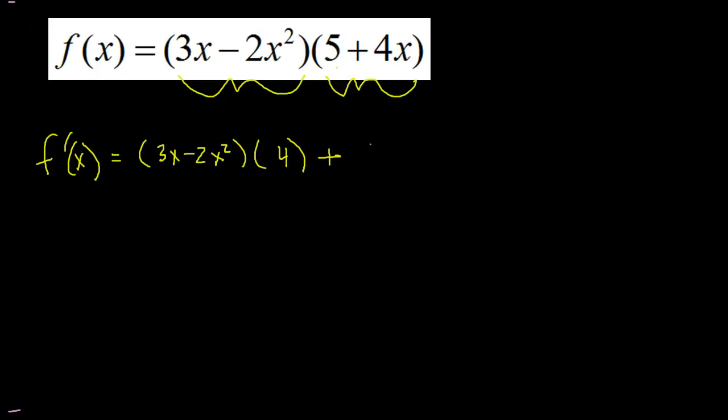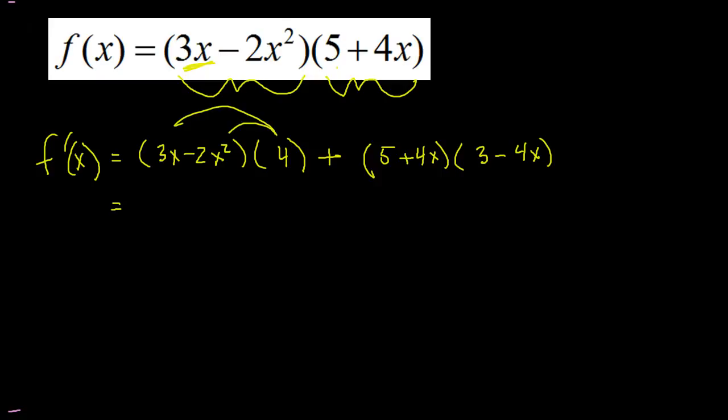Plus, now this time, I'm going to leave the second function alone, and I'm going to multiply by the derivative of the first function, 3 minus 4x. The derivative of 3x is just 3, and then I got to use the power rule back here. The 2 falls down, negative 4x to the first. All right, at this point, I have done. I've used the product rule. I found the derivative. But of course, I got to clean it up. Half of your time is going to be spent cleaning up.